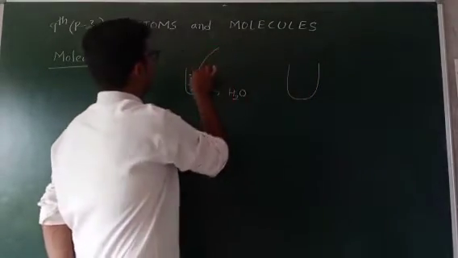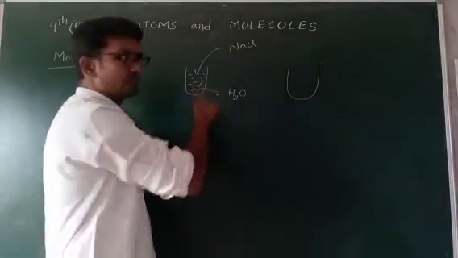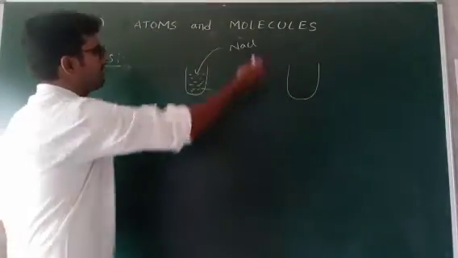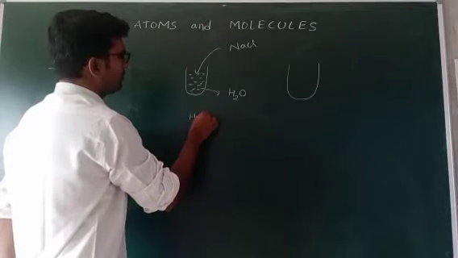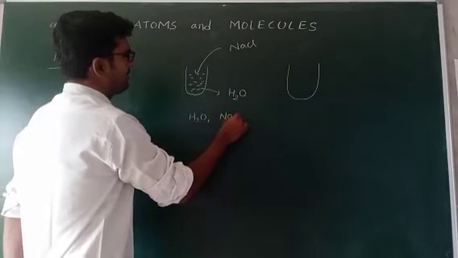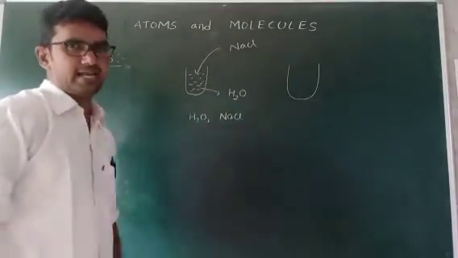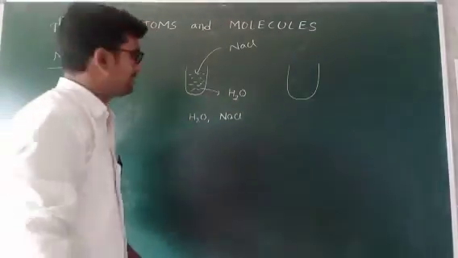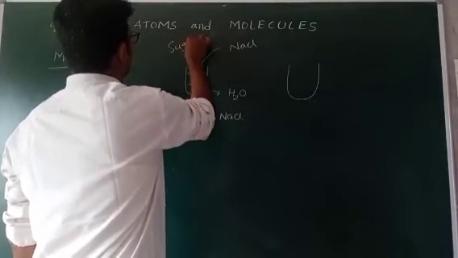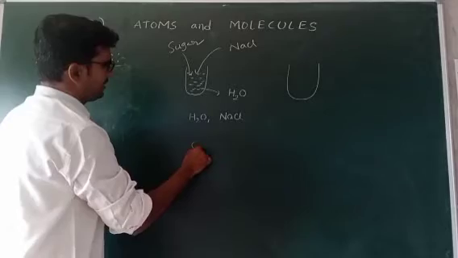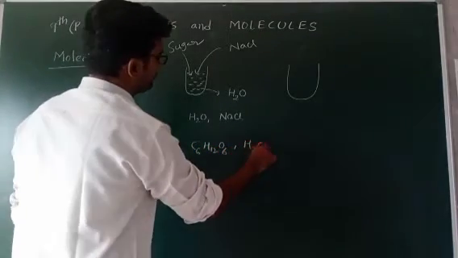For example, one NaCl is mixed in this. So this salt solution is also one substance. This substance contains both water molecules and NaCl molecules. Of course, these are dissociated as ions. Now, for example, if we add sugar, the glucose formula C6H12O6 and also water molecules are present.